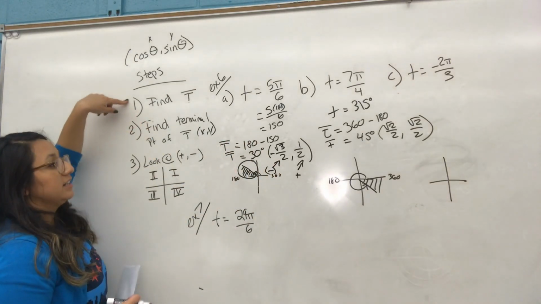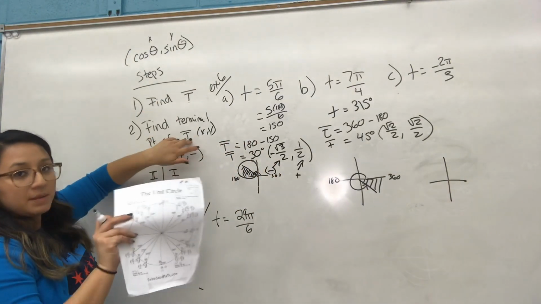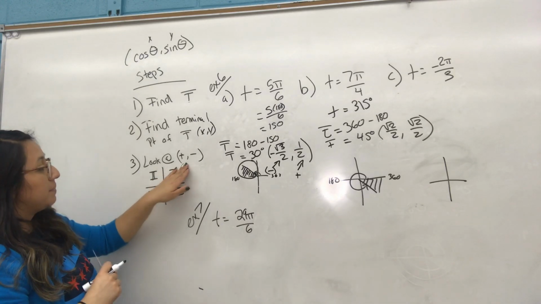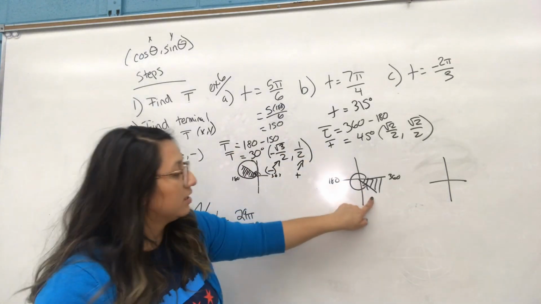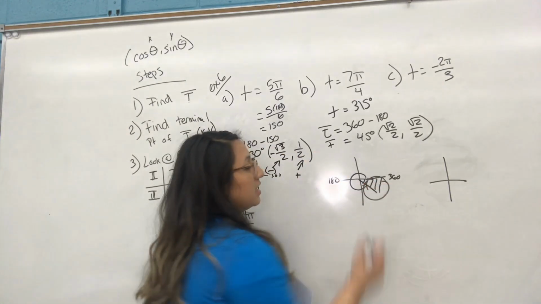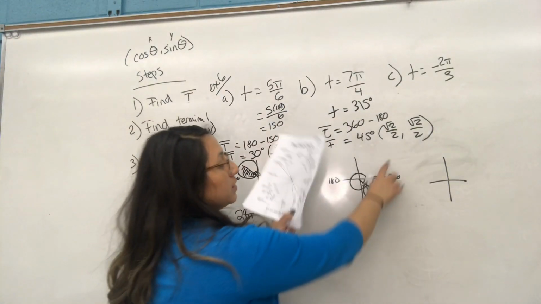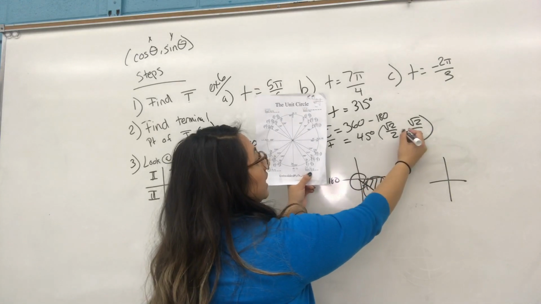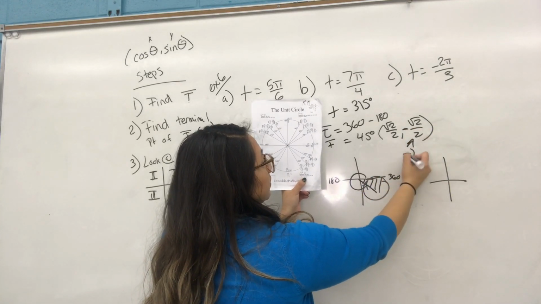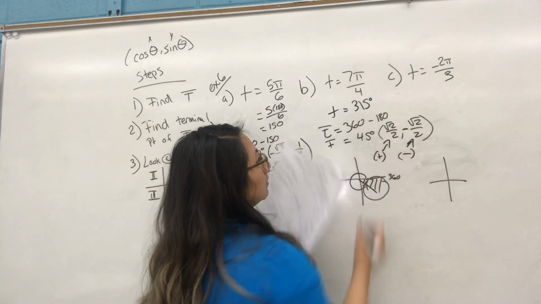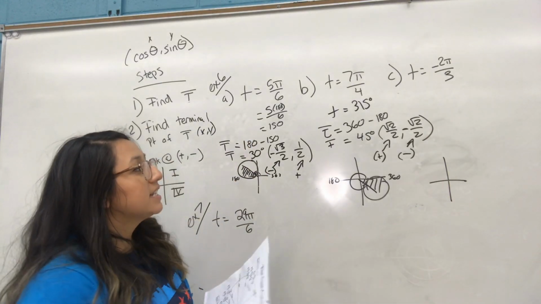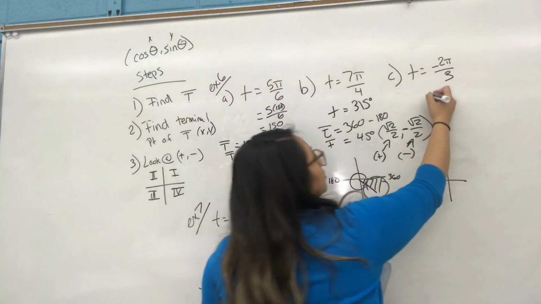So finding the reference angle, finding the terminal point, and then looking for the positive or negative. So here, this is the fourth quadrant. According to the fourth quadrant, cosine is positive, so that's the first one. But the sine is negative. So that's for B.